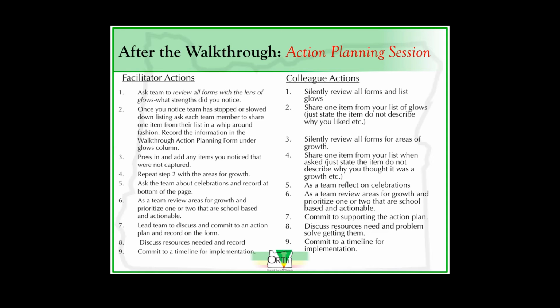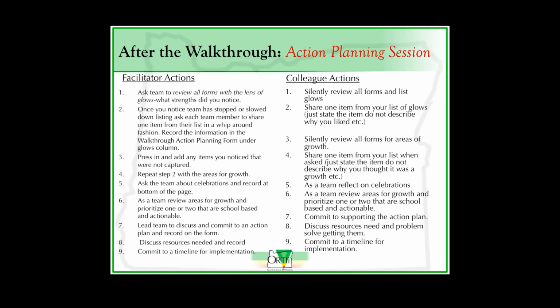Once, as a facilitator, you notice your team has stopped or slowed down listing, ask each team member to share one item from their list in a whip around fashion. What we mean by that is have one person at a time state what they have on their list. It's important to do it in this manner because if I just have Karen list all of hers, we may not be able to hear from Tim or Emily because they'll say, oh, I had that too. As we go with one and then go around the room, it may be that others will just check off because they had that also, but then we hear from everyone in the room and honor each person.